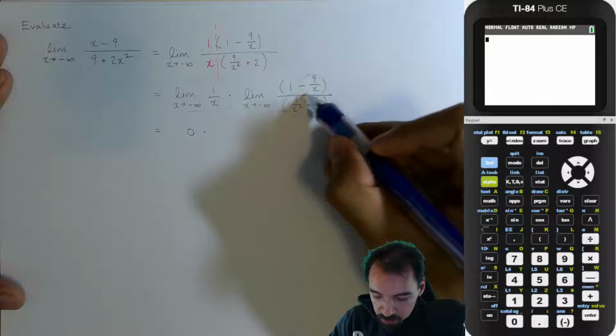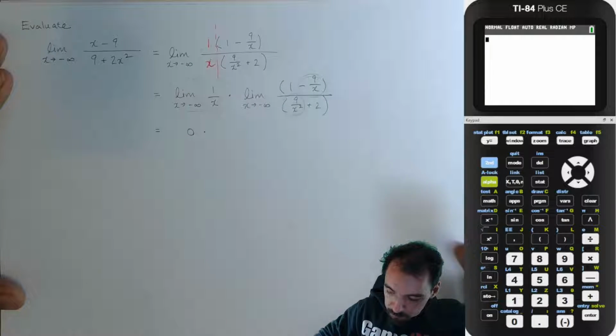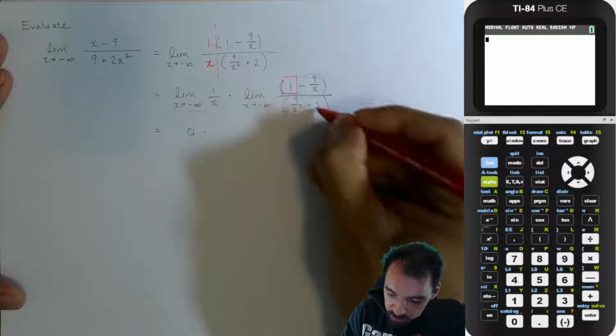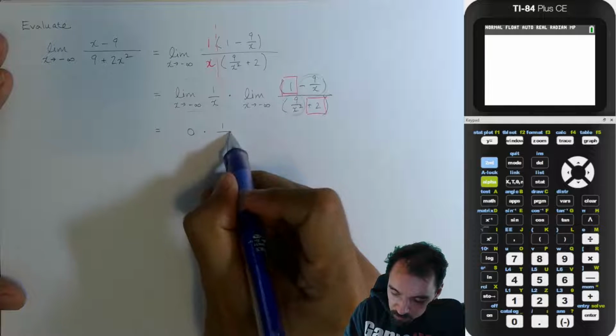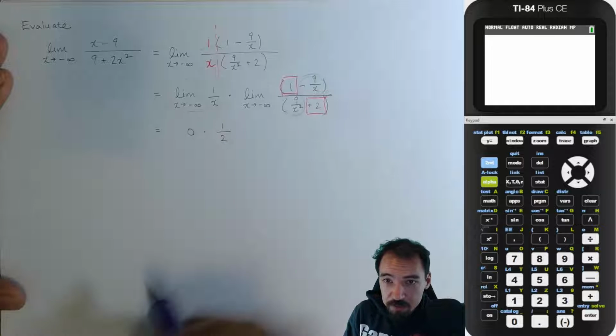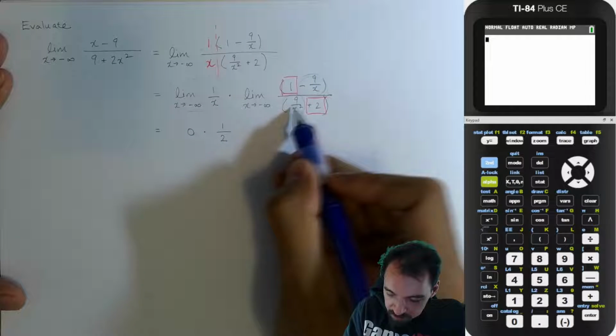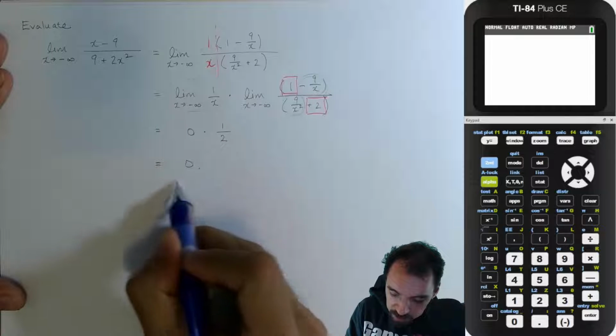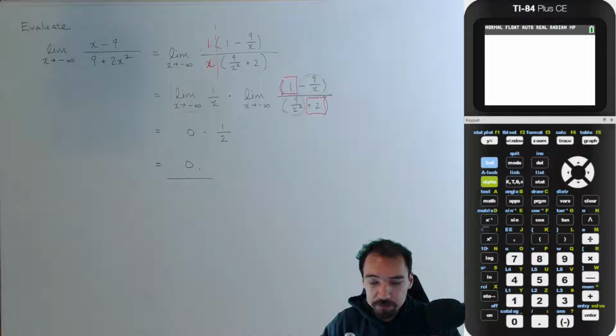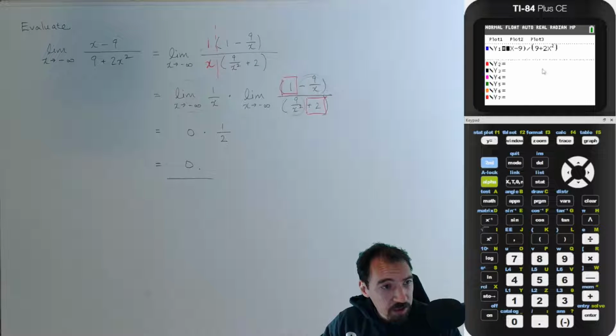So you ignore these two pieces and say simply, it's 1 over 2, and the limit here turns into 1/2. So 0 times 1/2. This limit exists, and therefore you can multiply them together and get that the answer is 0.